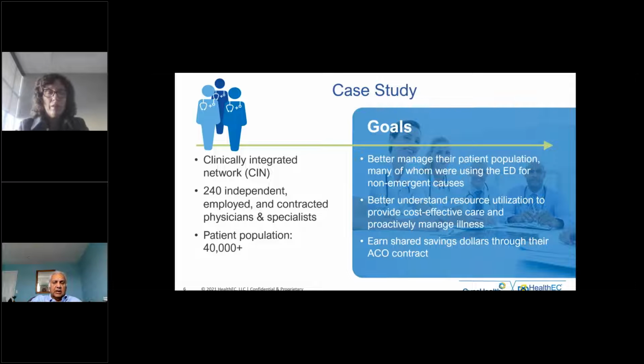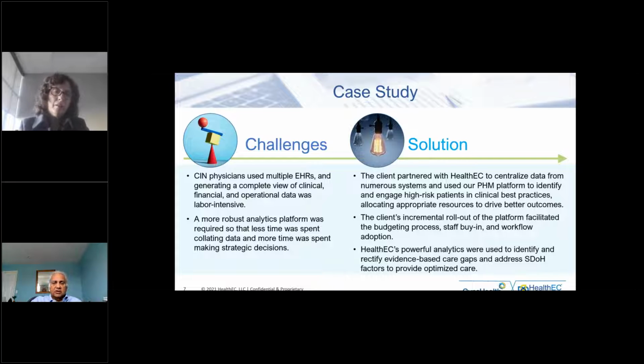They started off by looking at ED utilization, going to their competitive hospital, and then utilization of cost and quality in managing chronic illnesses. This is what their challenges were. Providing regular feedback to the providers was a challenge because they use multiple EMRs and the population health platform data was available elsewhere.